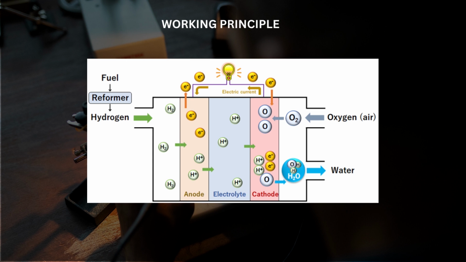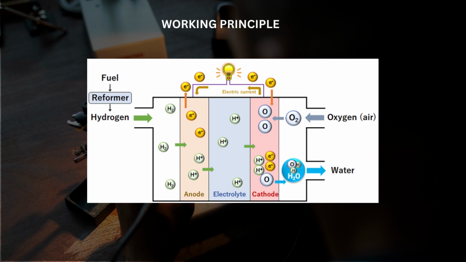Second, we have the electrolyte. An electrolyte is typically a proton conducting material, such as a solid polymer electrolyte in a proton exchange membrane, or PEM, cell, or a ceramic material in a solid oxide fuel cell. It separates the anode and cathode. The electrolyte allows the passage of protons, while blocking the flow of electrons.